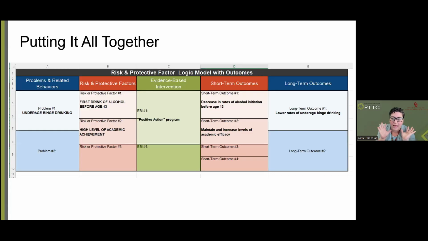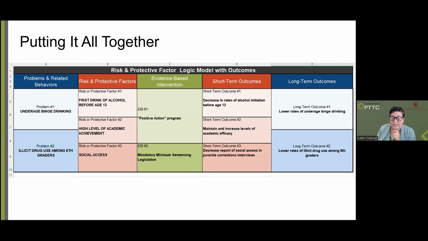And so while I would say, don't get too hung up, especially if it drives you nuts. Don't go crazy about making all of the rows line up, and you see how they're all kind of misaligned in here. But when you want to, you can actually make this a little more complex. So for instance, maybe I'm not only looking at this problem behavior of underage binge drinking, but I'm also looking at illicit drug use among youth, or among these 8th graders, let's say.